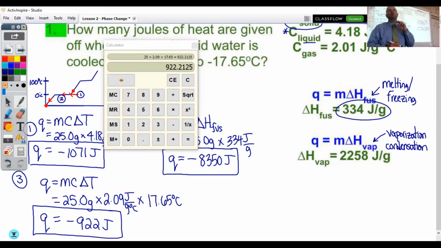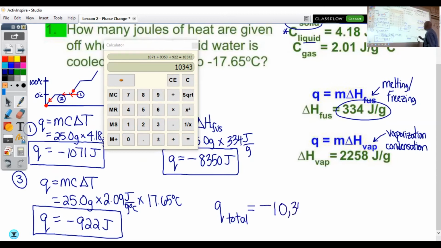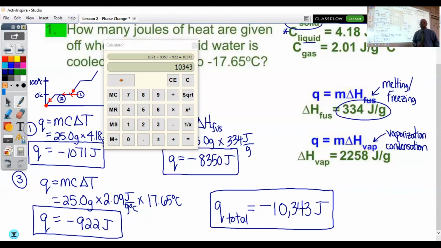Once you have completed all parts, in this case it was 3 parts, but it could be as many as 5 parts, you're going to add together all of your values. So we're going to add together 1,071 plus 8,350 plus 922 for a total. So Q total is still going to be negative because we're cooling, 10,343 joules. Okay, that's problem number 1.